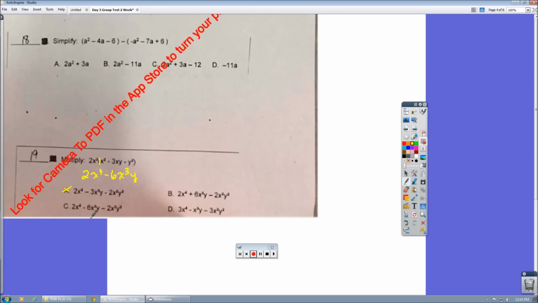And then look, can we cross out anything? Yes, if you look right here, it almost looks like C is going to be our answer because we don't see any other answers that have negative 6 x to the 3rd y. And C is our answer.